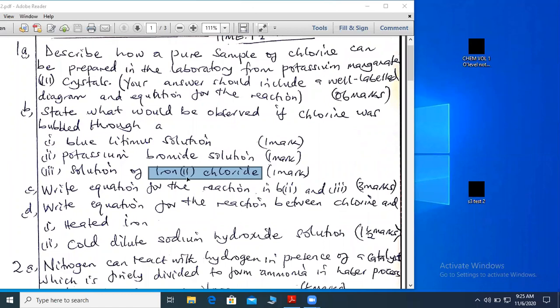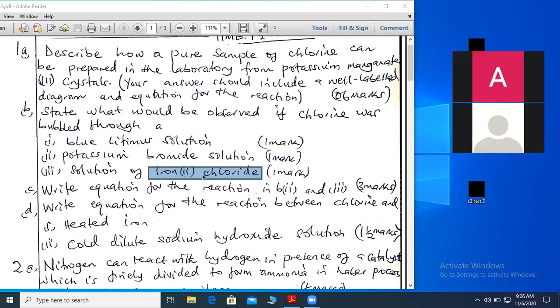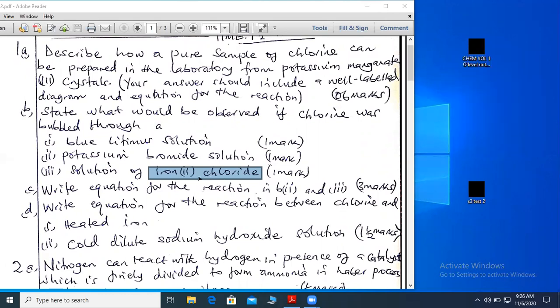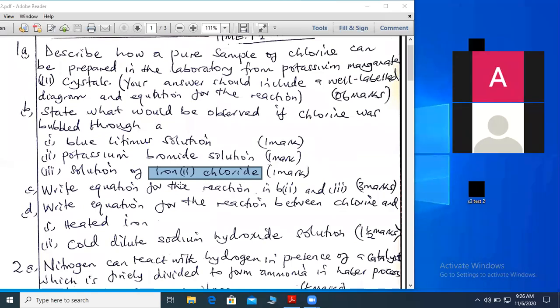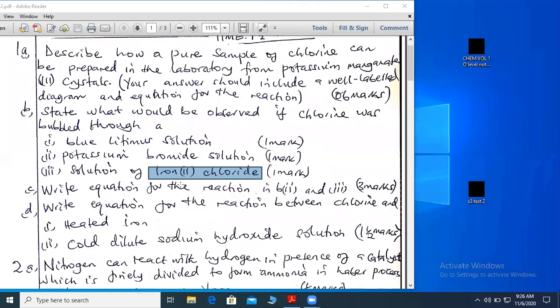Iron 2 compounds, we said they are green. So the answer here, when chlorine is bubbled through iron 2 chloride, is that a green solution turns to yellow. Why does it turn to yellow? It is due to formation of iron 3 chloride, which is yellow, yet iron 2 chloride is green. So the answer here is a green solution turns to a yellow solution.